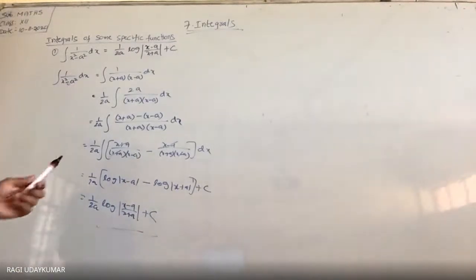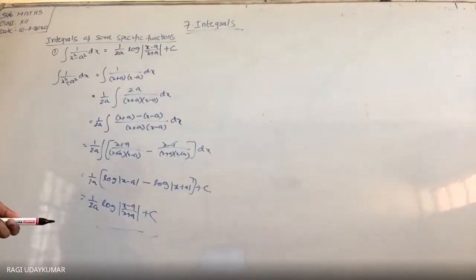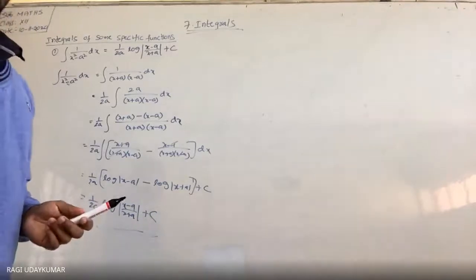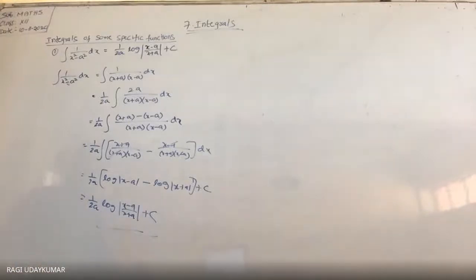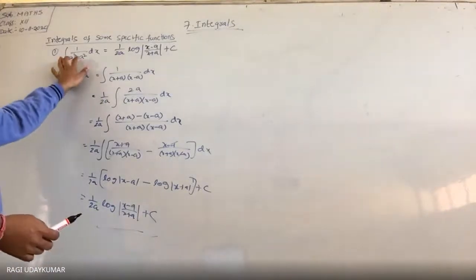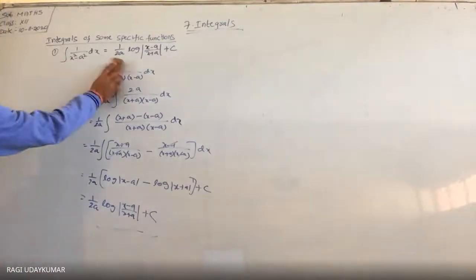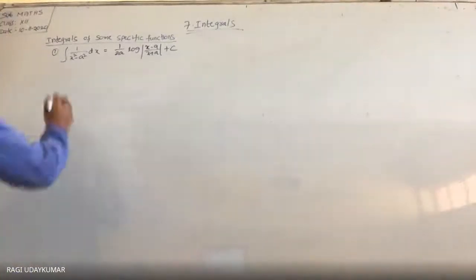So this is the first one. The next one is under root of a square minus x square. How do we get a square minus x square? Here we have x square minus a square. So this is the proof. Suppose in the same procedure you have to split. Split and keep experimenting, then you will do the second one.